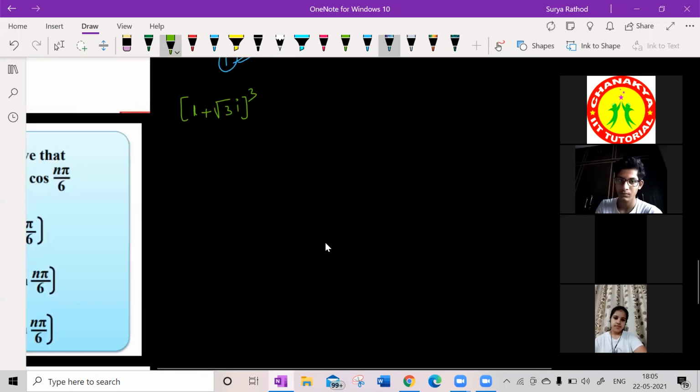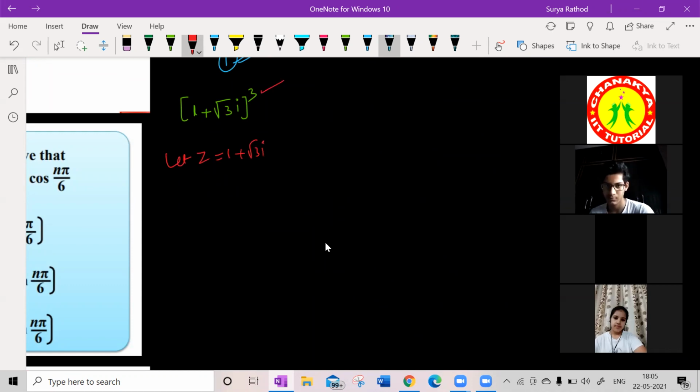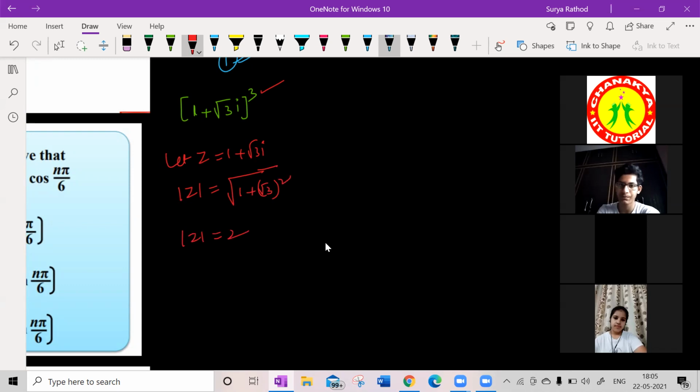Everyone, please try to understand here. Let me take z as 1 plus root 3i. Keep the power 3 as it is for now. What is the modulus of z? It is root of 1 squared plus root 3 squared. Modulus of z is equal to 2. So root 4 gives me 2.